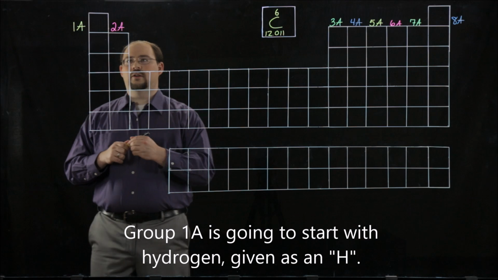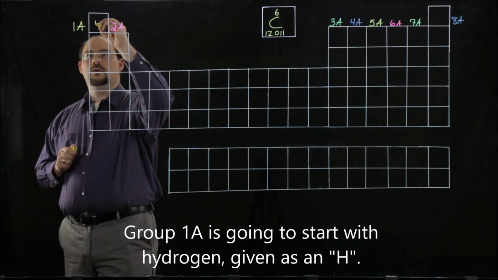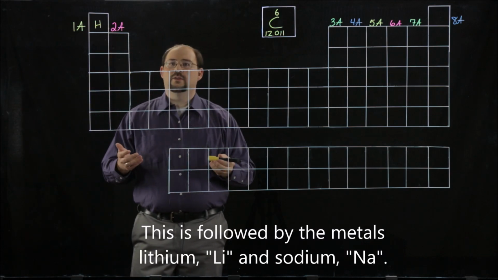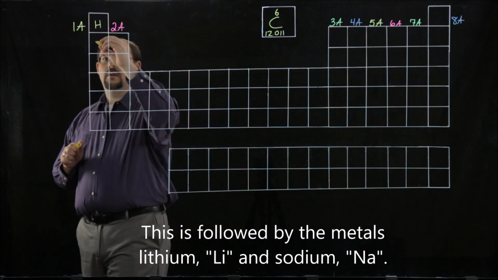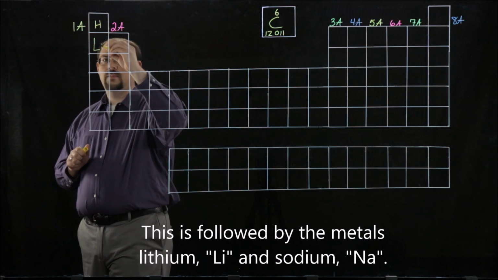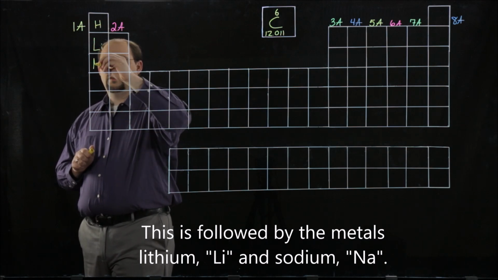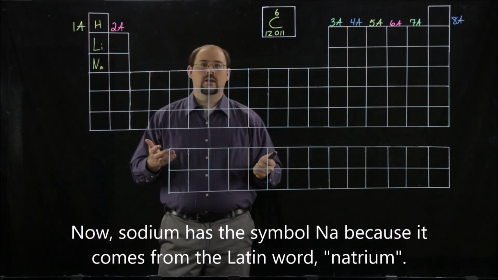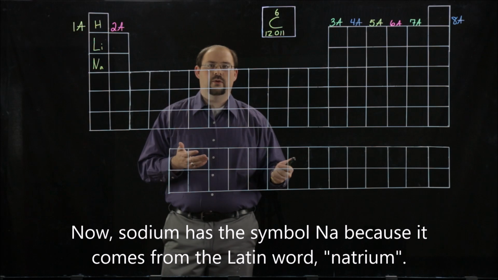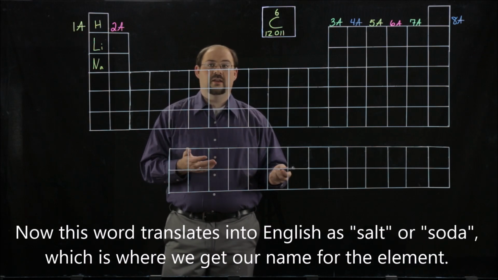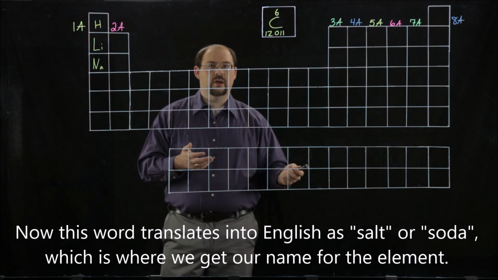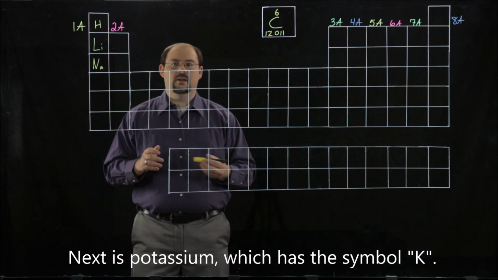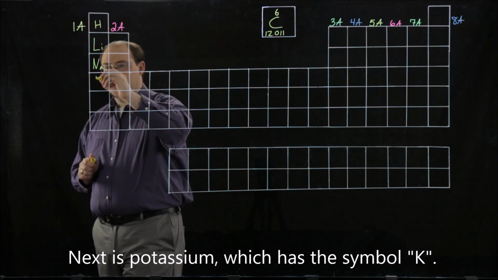Group 1A is going to start with hydrogen, given as an H. This is followed by the metals lithium, Li, and sodium, Na. Now, sodium has the symbol Na because it comes from the Latin word natrium. Now, this word actually translates into English as salt or soda, which is where we get our name for the element. Next up is potassium, which actually has the symbol K.